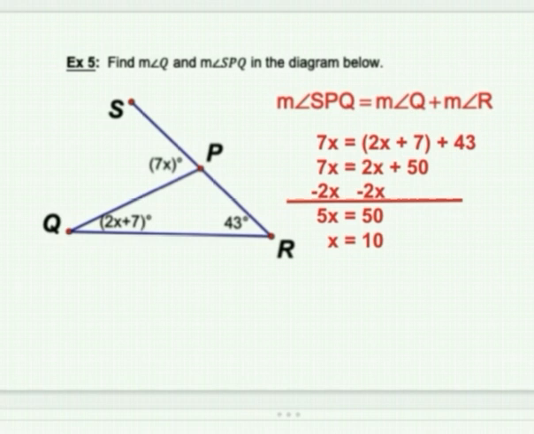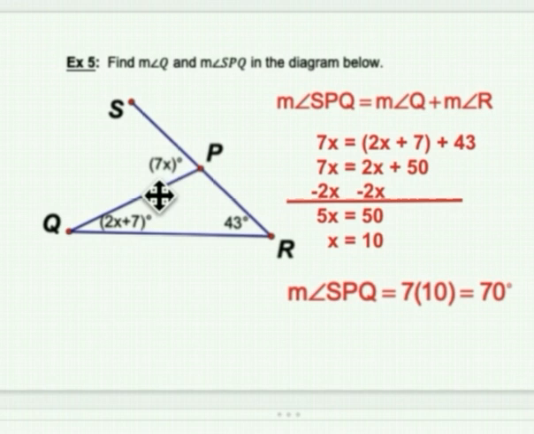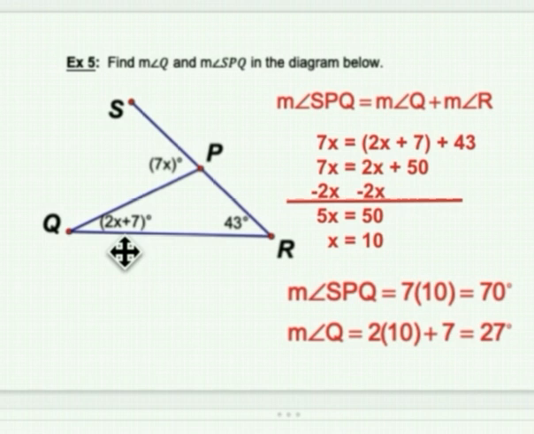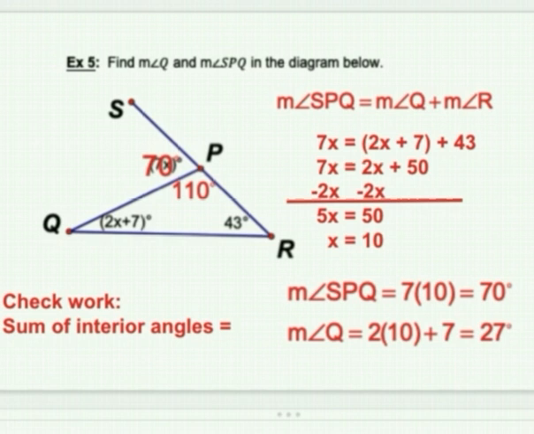And if x equals 10, then I know the measure of angle SPQ is going to be 7 times 10 degrees, or 70 degrees. And the measure of angle Q will be 2 times 10 plus 7 degrees, or 27 degrees. I always like to check my work. If that is a 70-degree angle, then because these two angles right here, the exterior and the interior, are a linear pair, this one will be 180 minus 70, or 110 degrees. And that means that the sum of the three interior angles will be 110 plus 27 degrees plus 43 degrees, and that does add up to 180. So it checks out.